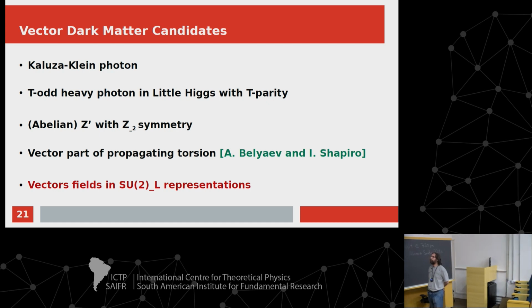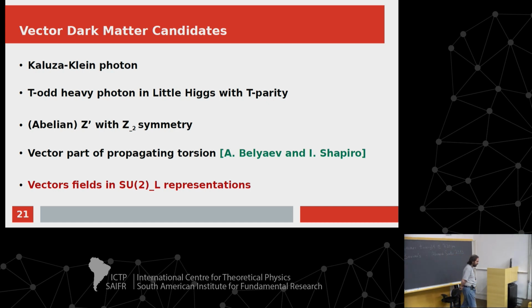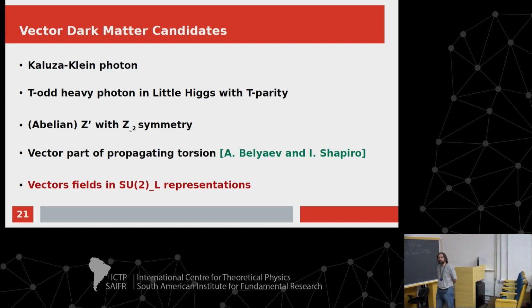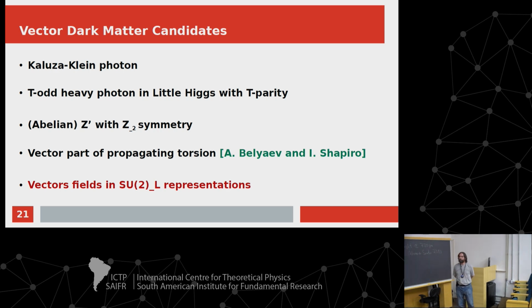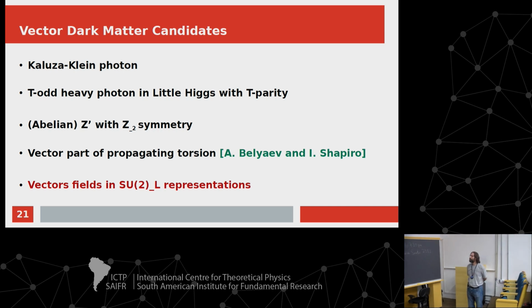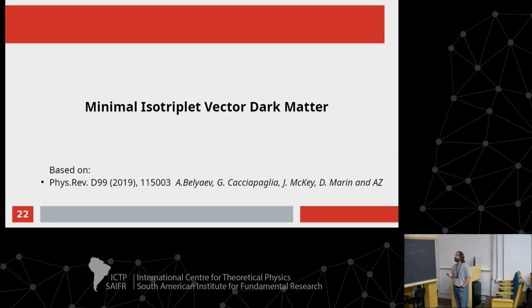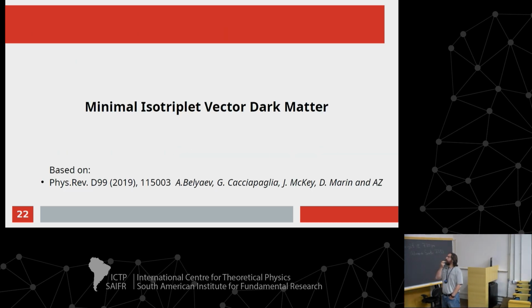And a very interesting possibility is that dark matter is the vector part of a propagating torsion, which was proposed by Sasha Belyaev and Ilya Shapiro recently. A very interesting possibility. But in this work, I want to consider vector fields in a non-trivial representation of SU(2) as a possible dark matter candidate. Our first model considers an isotriplet.